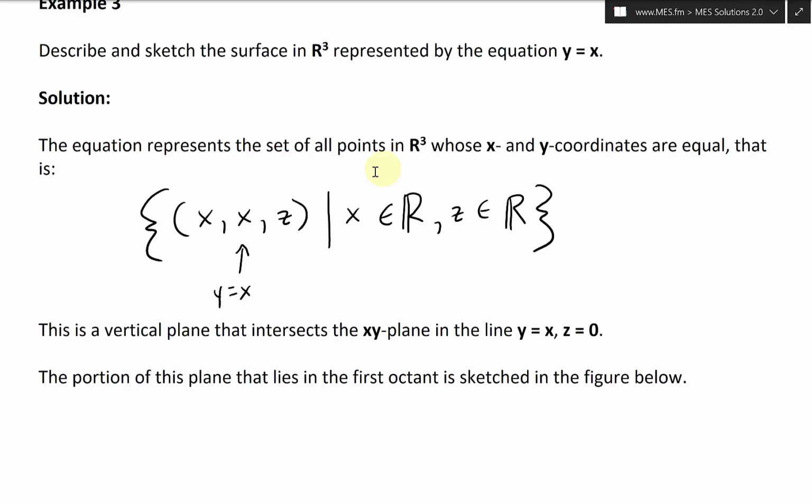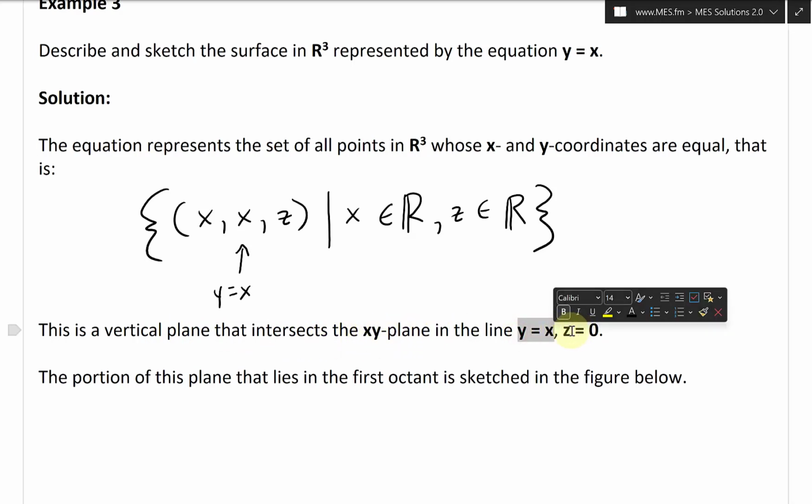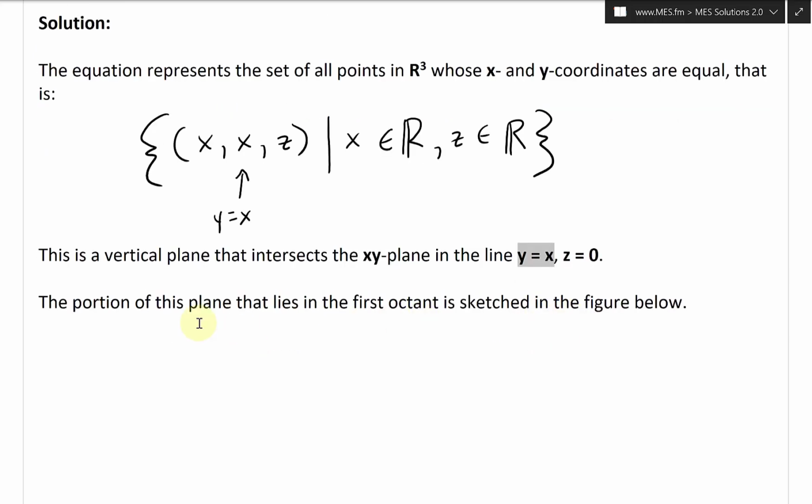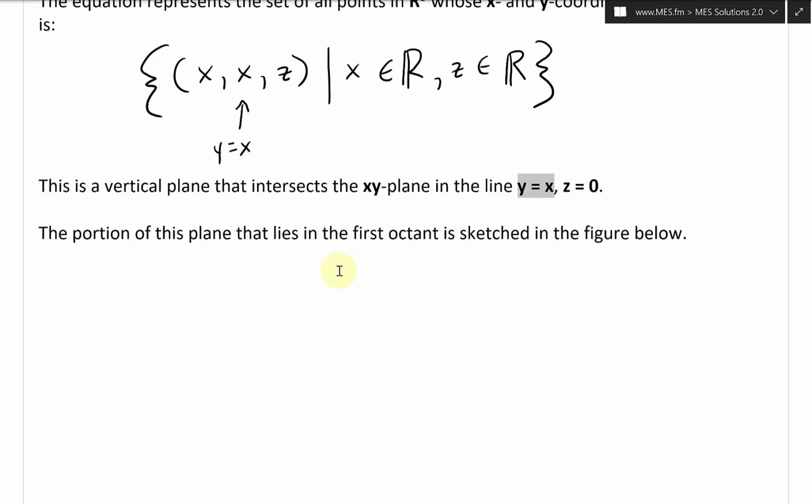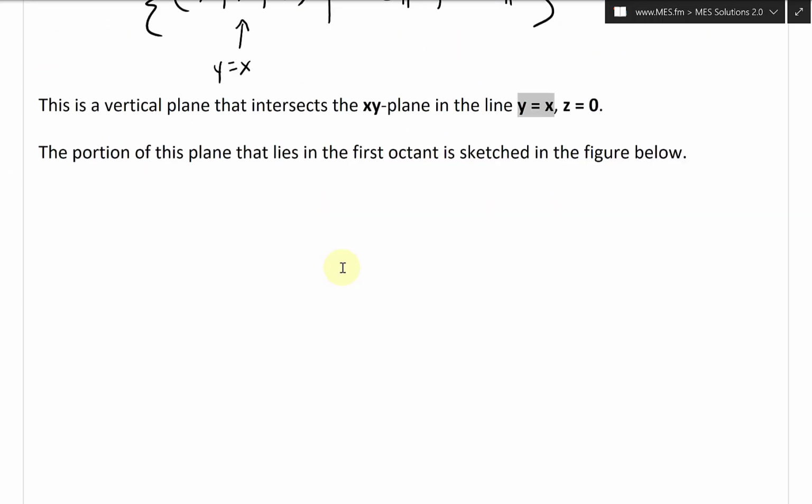Now, this is just a vertical plane that intersects the xy plane in the line y equals x and z equals 0. And the portion of this plane that lies in the first octant is sketched in the figure below. Because it's a diagonal line, I'm just going to draw this out like the calculus book draws it.